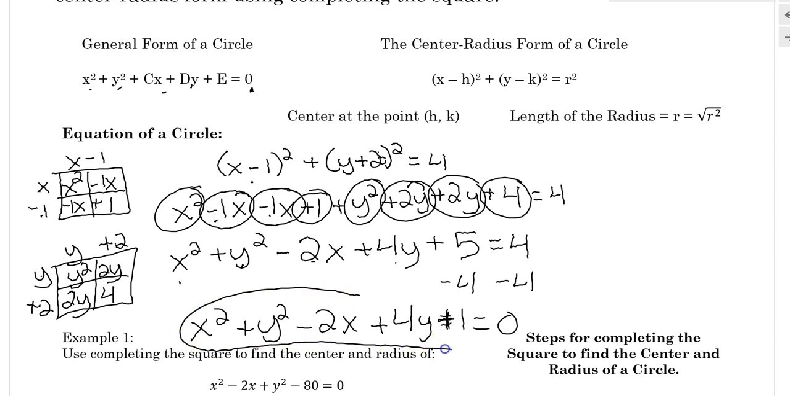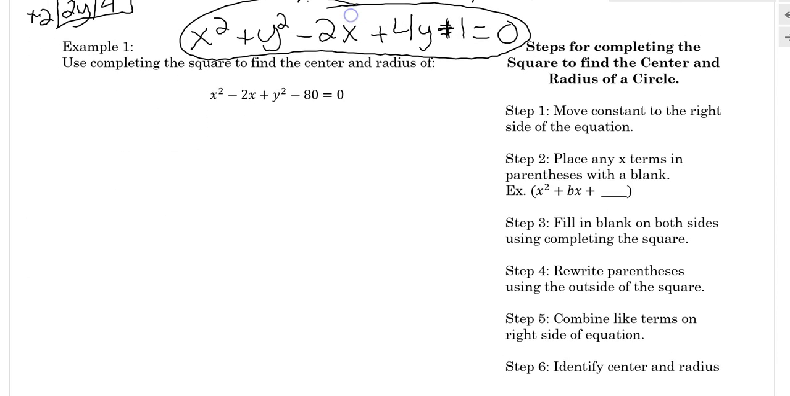There is what we call the general form of a circle. So these two things are the same. They're talking about the same circle. It's just two different forms. Okay? All right. So now we're going to go the other way.